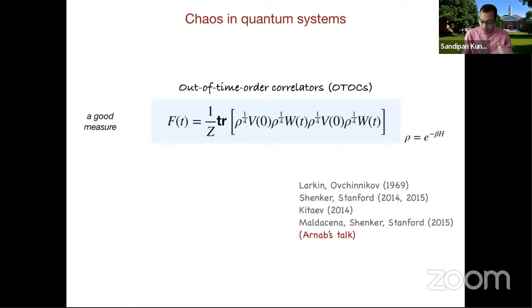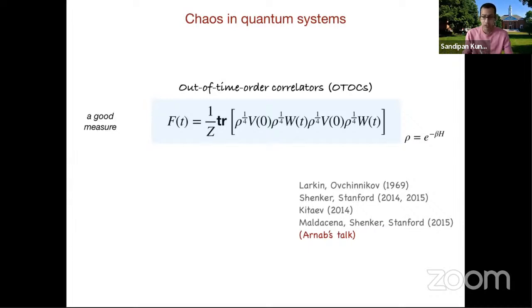This specific OTOC was first introduced by Maldacena, Shenker, and Stanford in their famous 2015 paper. As you can see, this is a regularized version of the OTOC that was initially introduced by Larkin and Ovchinnikov in 1969. The main advantage of this specific OTOC is that it gives us some amount of mathematical control. It has some very nice mathematical properties. Because of that, this quantity has been extensively analyzed over the last several years, and generally it is believed to be a very good measure of quantum chaos.